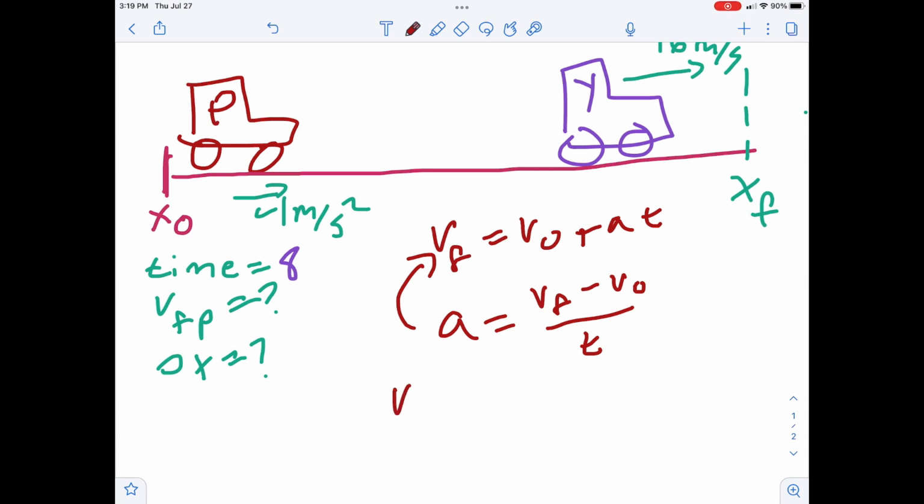So I'm going to say that VF equals, well, V naught is 0, so it's just equal to 4 times 8, because that's my acceleration times time, which equals 32 meters per second.